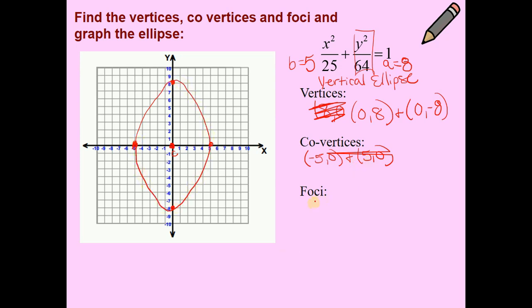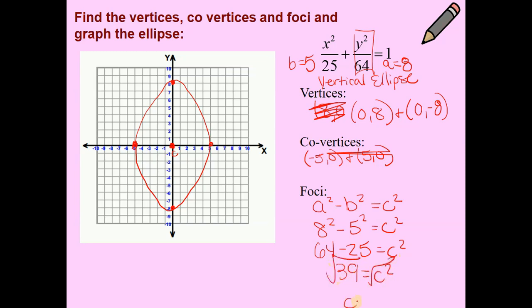There we go. Now let's find our foci using that equation that we know. a squared minus b squared equals c squared. Well, my a is 8, so this would be 8 squared, minus b, 5 squared, equals c squared. So 64 minus 25 equals c squared. That would be 39. Square root both sides, so c equals square root of 39. And the square root of 39 is approximately 6.2, roughly.